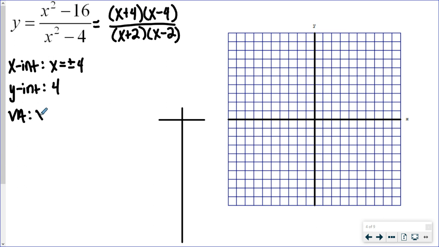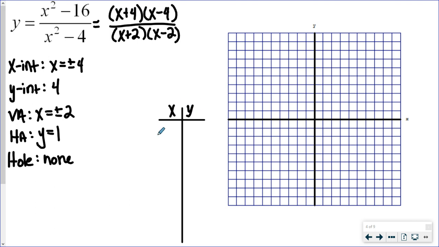Vertical asymptotes we get from the denominator, so plus or minus 2. Horizontal asymptote, the same boring one we've had every single time so far, right? y equals 1, the ratio of the leading coefficients. Nothing canceled, so we have no holes. For extra points, we can still do our endpoints of our graphs, negative 10 and 10. We have a vertical asymptote at negative 2, so we can do negative 3 and negative 1. We have a vertical asymptote at positive 2, so we can do positive 1 and positive 3.